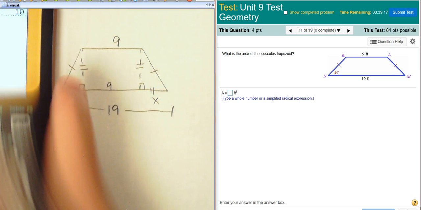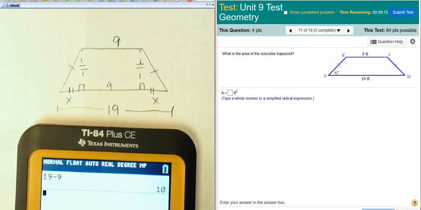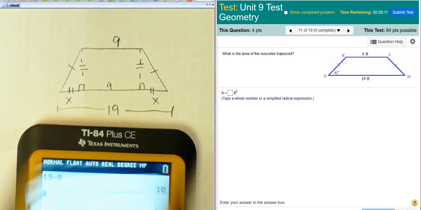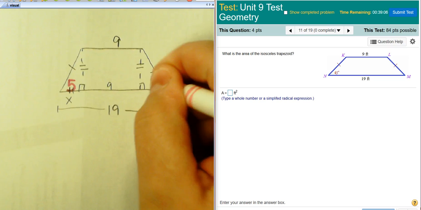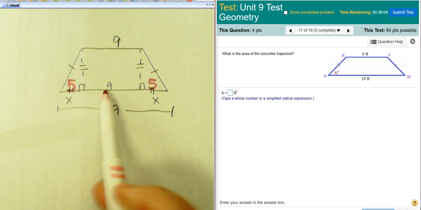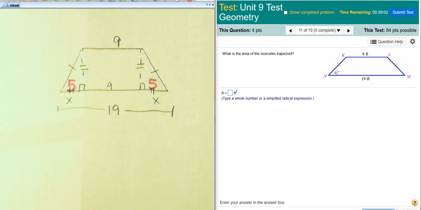And I'm not on the screen at all, but hopefully you heard me say that. 19 minus 9 is 10. I'm going to split that evenly between those two pieces that I just called x. So this would end up being 5 and 5. So 5 plus 9 plus 5, that will add up to 19 there.